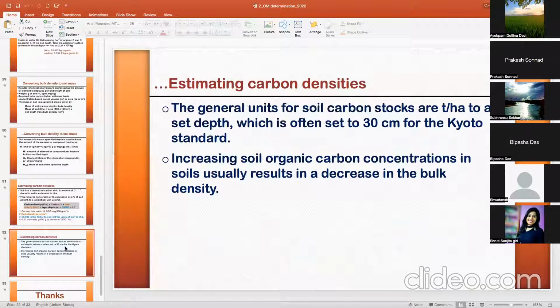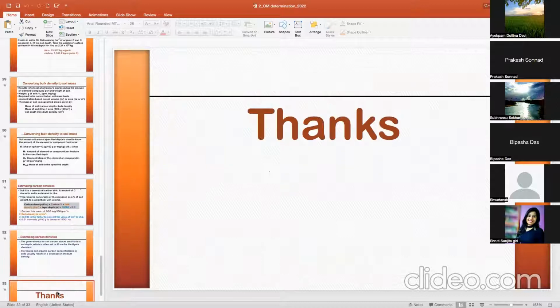Estimating carbon densities: the general unit for soil carbon stocks is ton per hectare to a soil depth of 30 centimeter according to Kyoto standards. But normally here from the farming angle, we take 15 centimeter. Increasing soil carbon concentration in soil usually results in decrease in bulk density. So these were the issues.